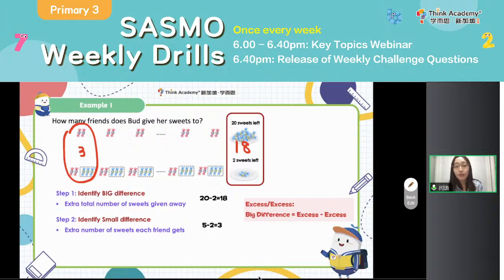So how can we figure out the number of groups? In other words, how can we figure out the number of friends? Yes, step 3 is about division. We just divide to find the groups.